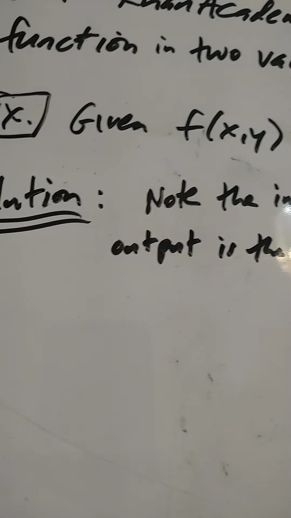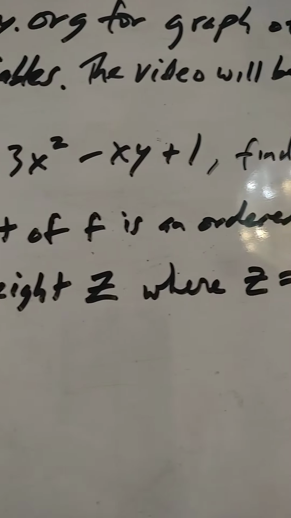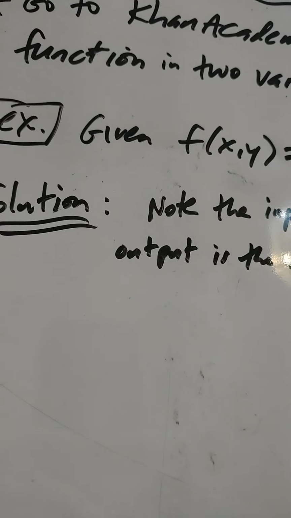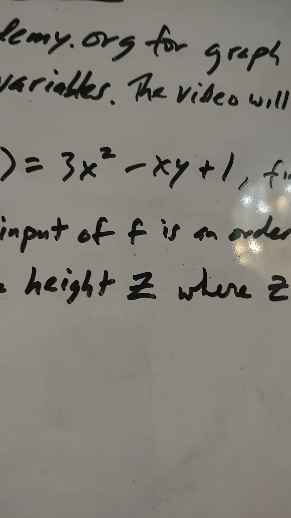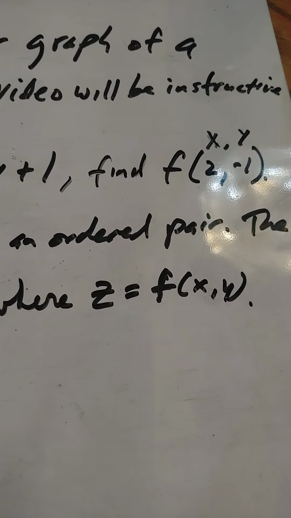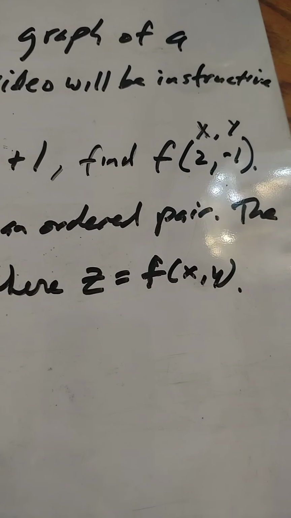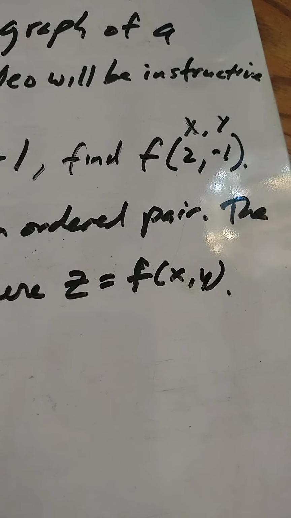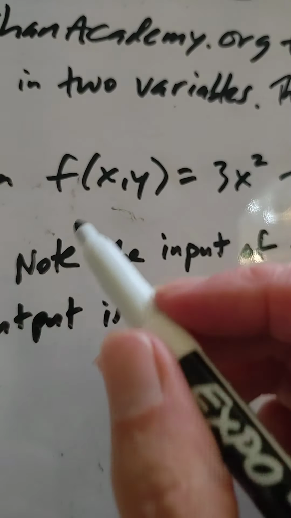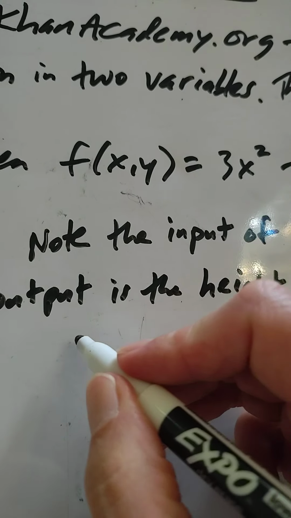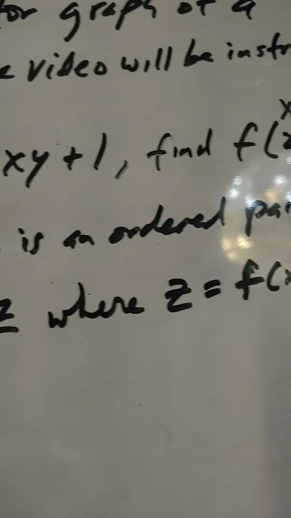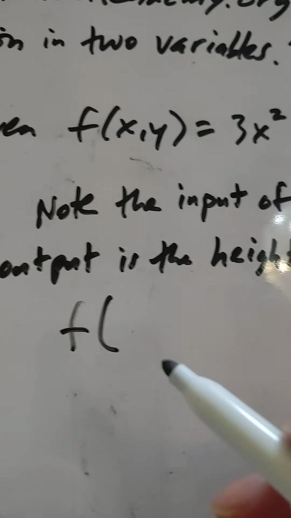Okay, so for the solution, note the input of f is an ordered pair, in this case 2 comma negative 1. The output is the height z, where z is equal to f of x comma y. Okay, so this isn't too bad. Wherever you see x's, you're going to write 2's. Wherever you see y's, you're going to write negative 1's. So, working with this function, for x comma y, we're going to write 2 comma negative 1.